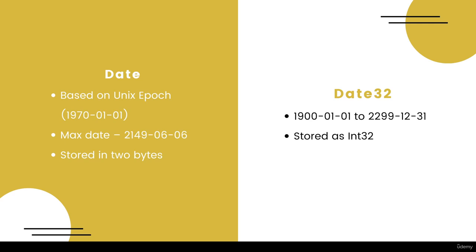Coming to the date data type, it is based on Unix epoch, which is the year 1970, and we can store up to the year 2149. This data type consumes 2 bytes to store the data in the disk. Coming to date32 data type, it is an extended version of the date data type. We can store dates starting from the year 1900 till the year 2299. In date32 data type, the data is stored as a 32-bit integer. Note that in both the date data types, we cannot store the time zone for those dates.